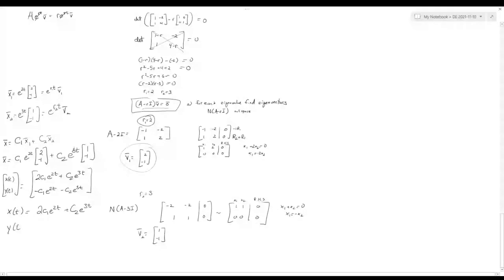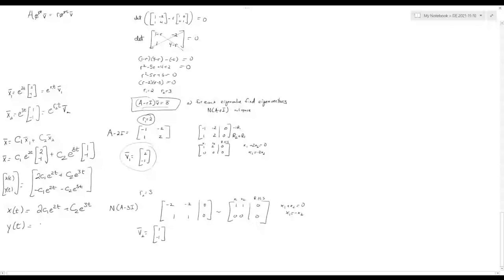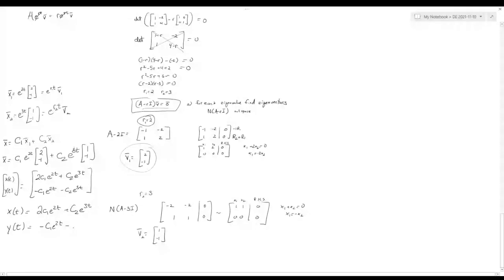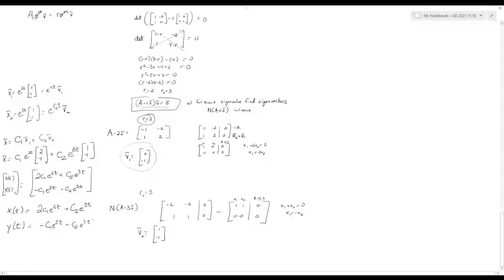Right, because at the beginning of the day we were trying to find what x and y are as functions of t, and we found a general solution. Now, going back to that problem, we just found a solution by finding eigenvalues and eigenvectors.